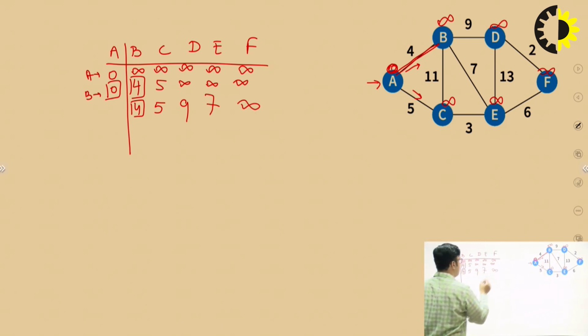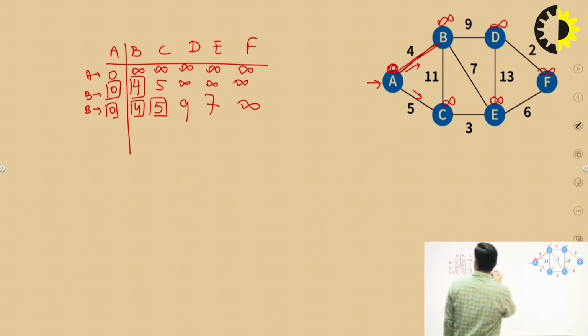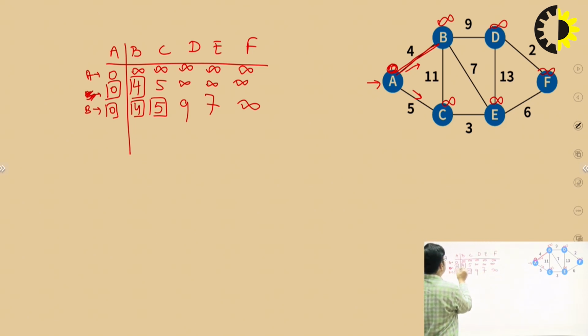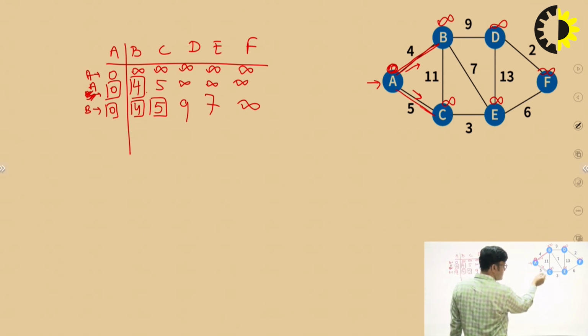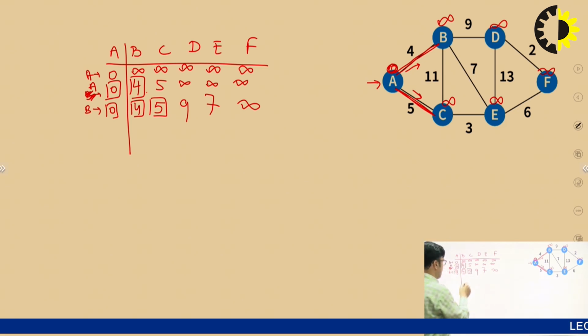Infinity is there. Now we have to proceed in which direction? We are at B. We have to proceed in the direction having minimum weight. The minimum weight is C. This 5 path is the one we traveled from A to C. So this is the minimum, and we will consider this edge in our minimum spanning tree. Now we are standing at C.